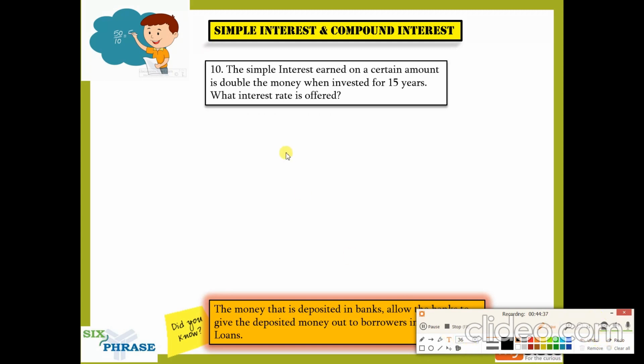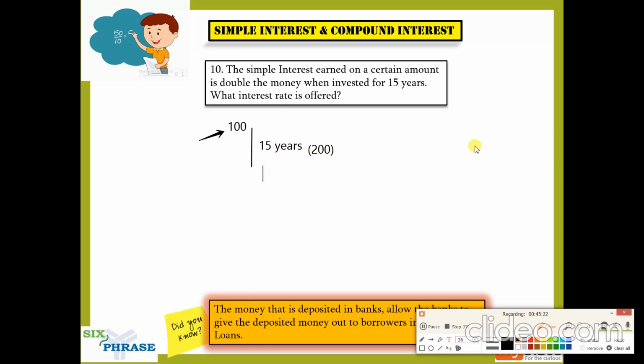So let us say, for example, the initial money is 100. After 15 years, the simple interest earned is double the money invested. The money invested is this one. What is double this one? Double this one is 200, guys. So the simple interest that is earned for 15 years is 200. So for 15 years, if it is 200, 200 is what percentage of 100, guys?